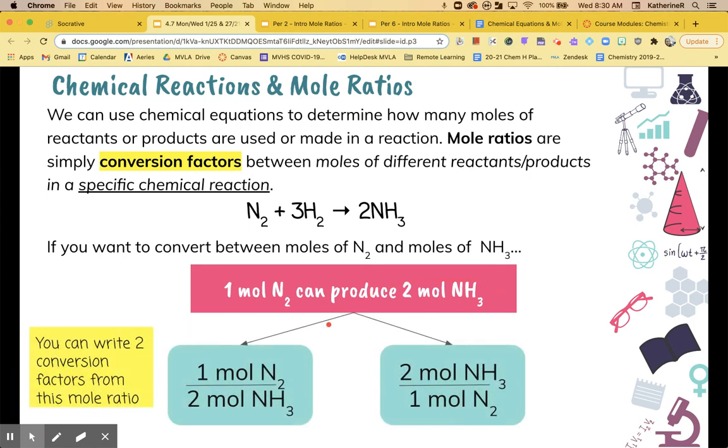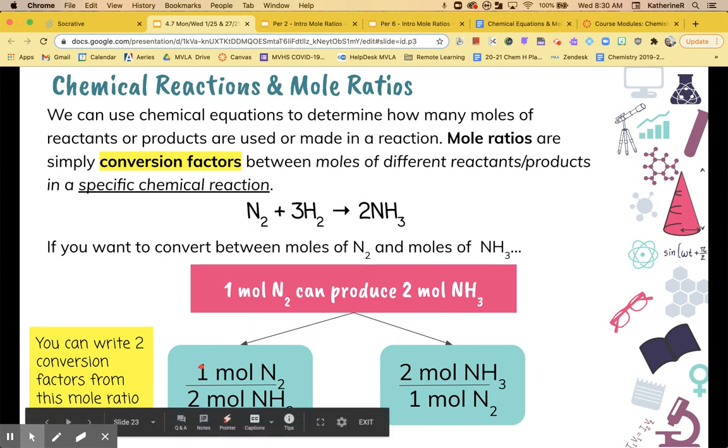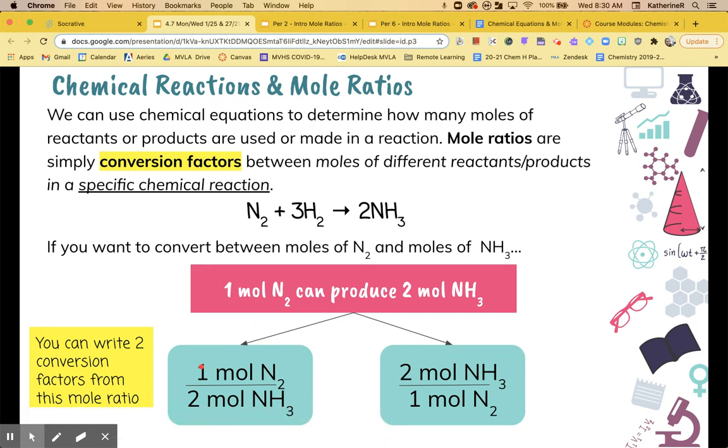In reality, I can write 2 conversion factors from this relationship. I can either say 1 mole of N2 over 2 moles of NH3, or I can say 2 moles of NH3 over 1 mole of N2. And these conversion factors actually allow me to look at a number of moles of N2 that I have and determine how many moles of NH3 will be produced, or to look at a number of moles of NH3 that need to be produced and determine how many moles of N2 I need to start with. So you can think of this as either, if I have this many ingredients, how many grilled cheese sandwiches can I make? Or if I need to make this many grilled cheese sandwiches, how many ingredients do I need?